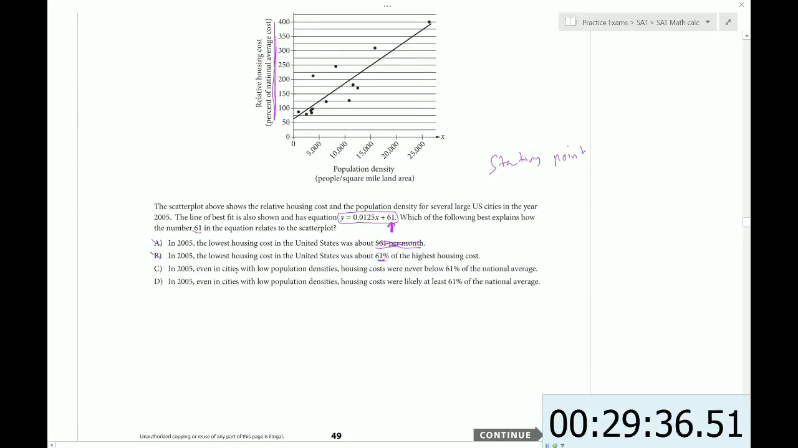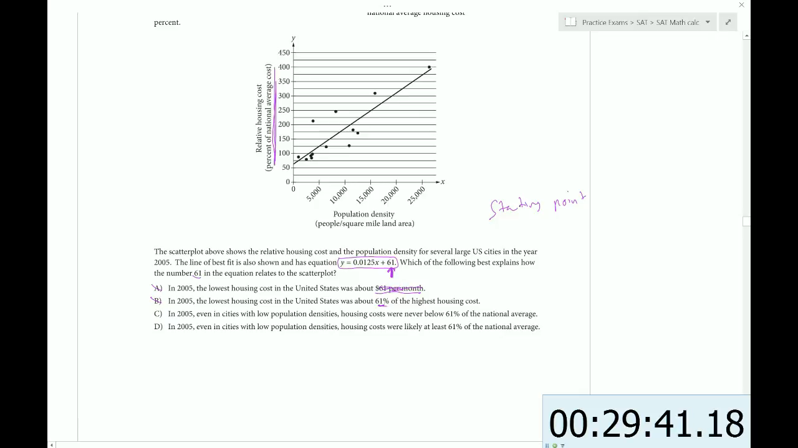In 2005, even in cities with low population densities, housing costs were never below 61%. That fact is actually true. If you think about it, all those data points are above the 61% mark on the y-axis. So I would say C is true. And then this one flips it and makes it "were likely at least." So no, it's not that they were likely, or more likely to be above. In fact, they all were above that line. So C is the best choice here.